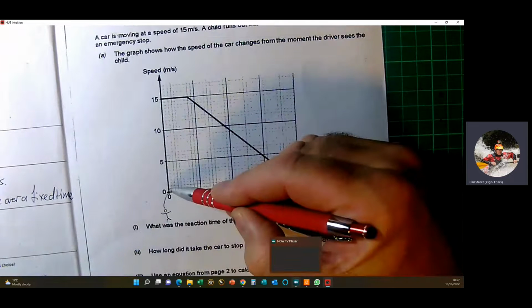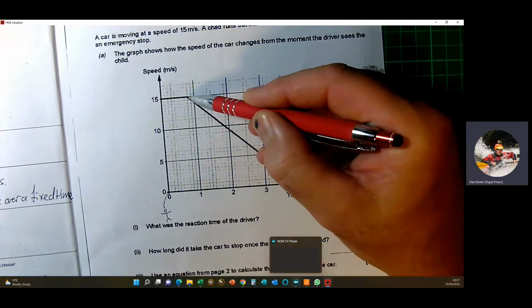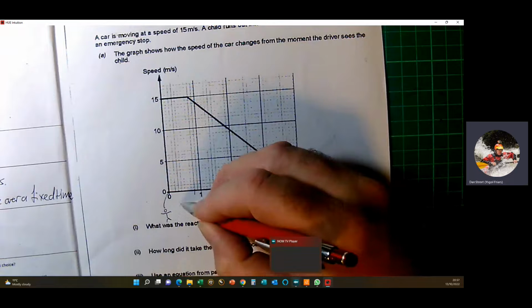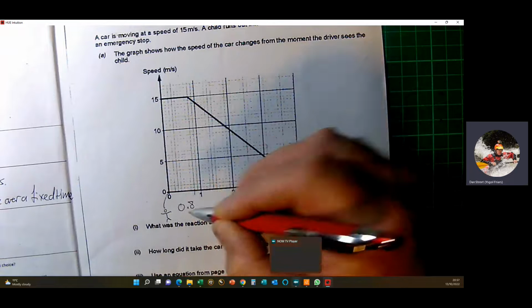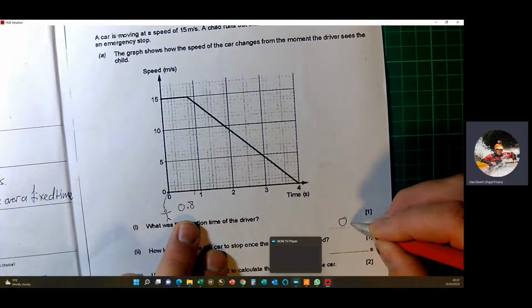The driver sees the child, but then takes a certain amount of time to actually react. So if we come down there, we'll notice that that's 0.8 seconds. So the reaction time there is 0.8 seconds. So that's what we need to write here, 0.8.